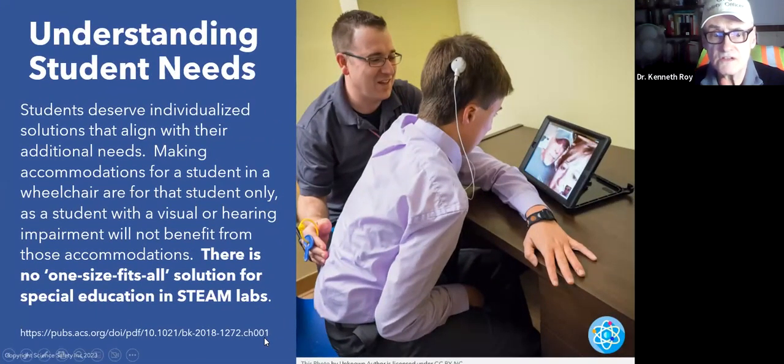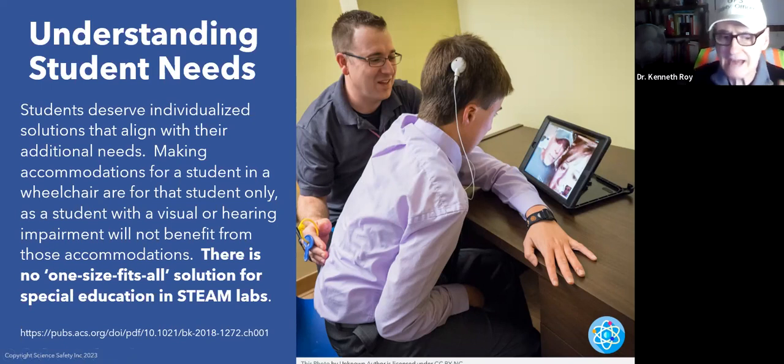Students deserve individualized solutions that align with their additional needs. Making accommodations for a student in a wheelchair are for that student only, as a student with a visual or hearing impairment will not benefit from those accommodations. There is, again, another important statement here. There is no one-size-fits-all solution for special education in STEAM labs, in any laboratory.